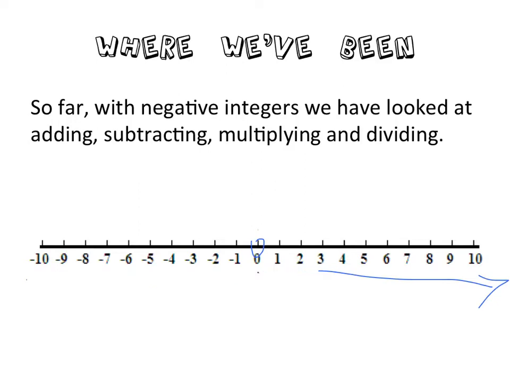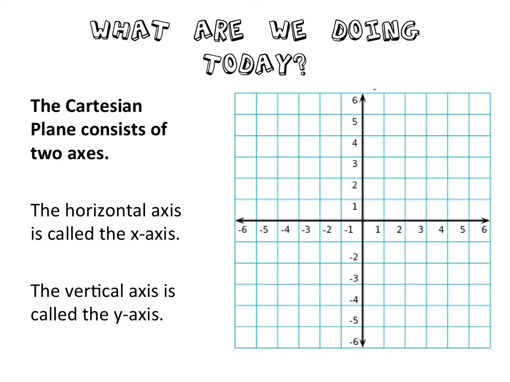Some of you I only had up to negative 5. It just keeps on going and going depending on how many numbers you need. But there's always a 0 in the middle and there's always positive one way and negative the other way. Today we are going to look at something that is a little bit similar but more of a hybrid version of the number plane. So let's begin.